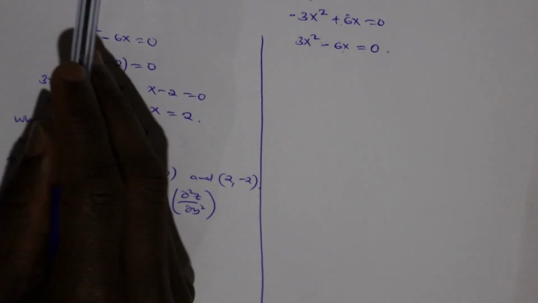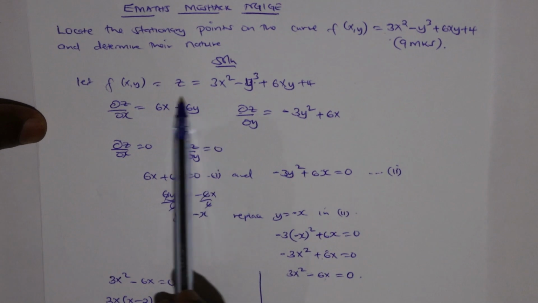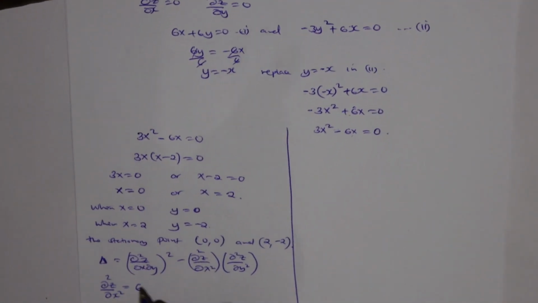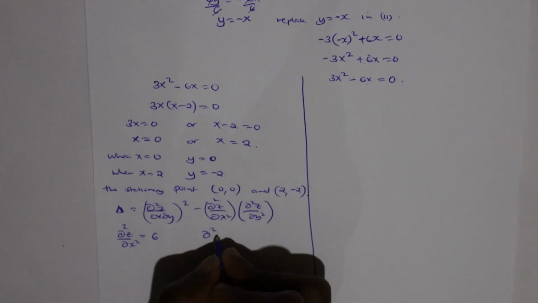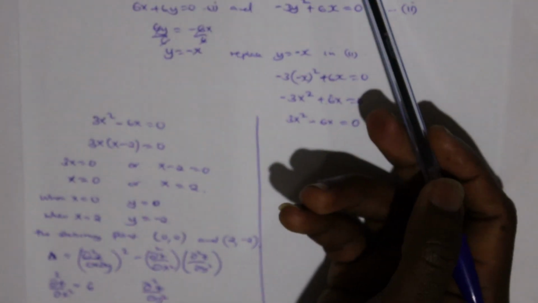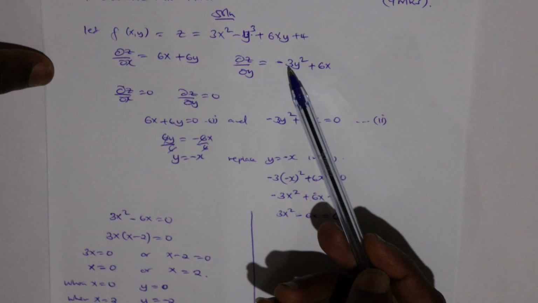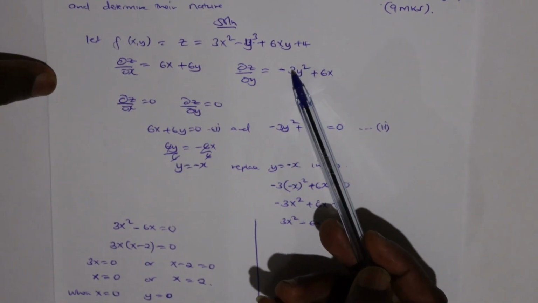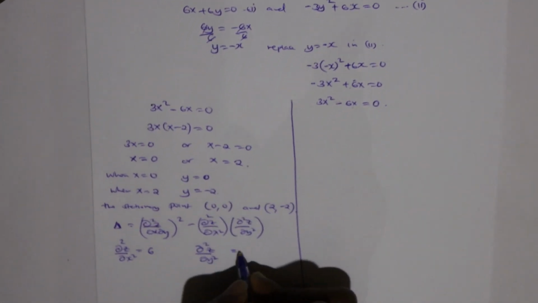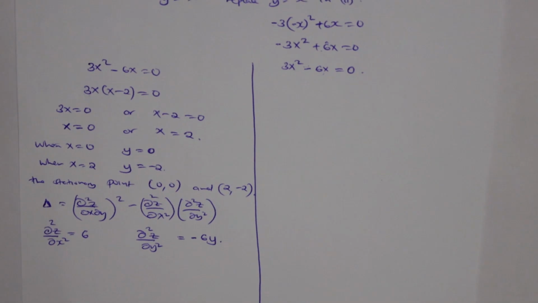So the function of x, we differentiate it twice. We had differentiated it once here, so we differentiate it again with respect to x. We shall get what? We shall get 6. Then d squared z dy squared, we take again the function of y that we had here, then differentiate it again with respect to y. So in our case here, we shall have negative 6y.